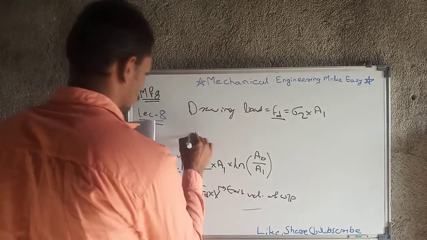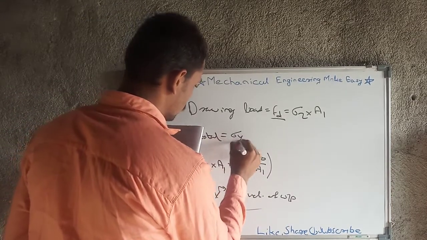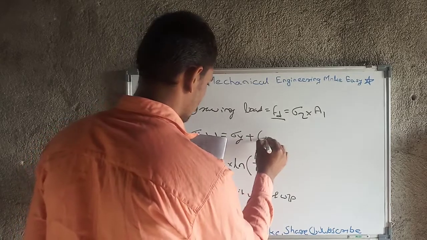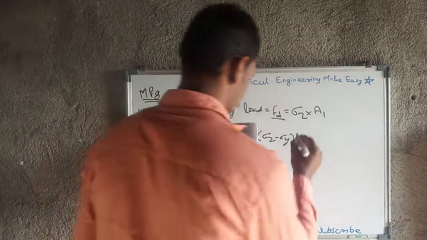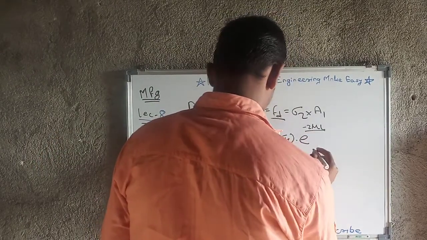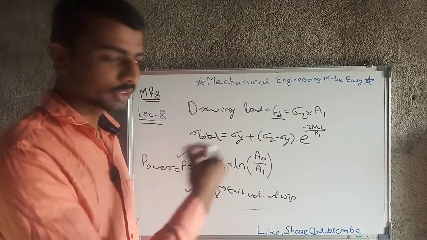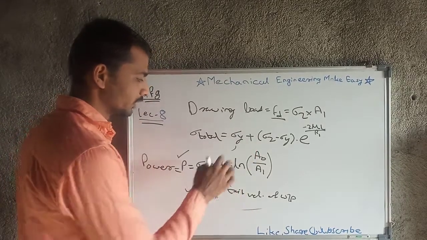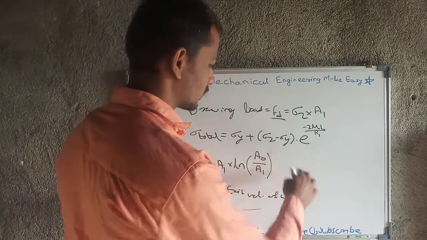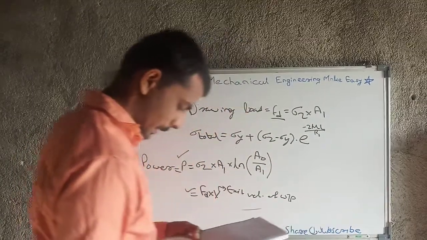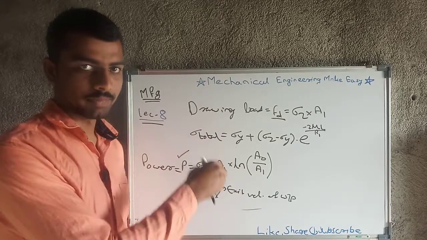Then sigma total. Sigma total is nothing but yield stress plus sigma 2 minus sigma y into e raised to minus 2 mu L divided by R1. This is the formula of sigma total, means total stress, which is equal to yield stress of material plus sigma 2 minus sigma y into e. e is the number that we use in our mathematical calculations.